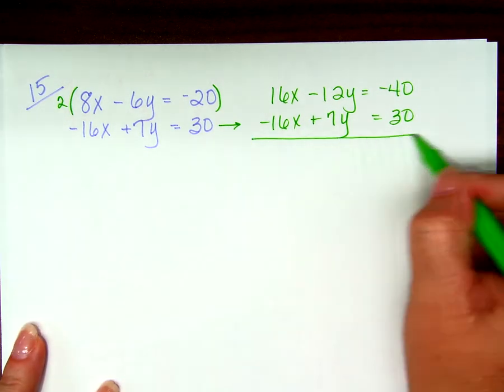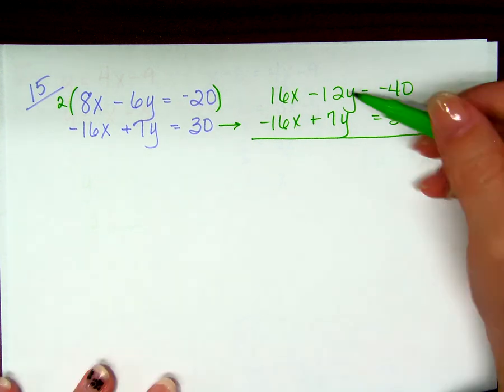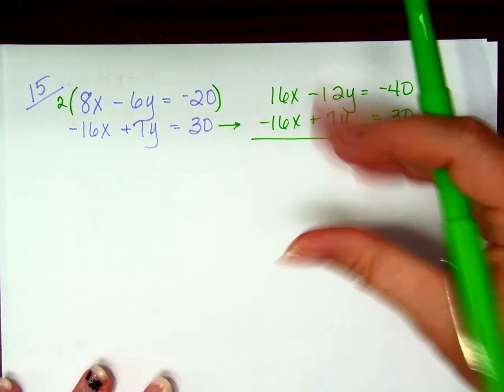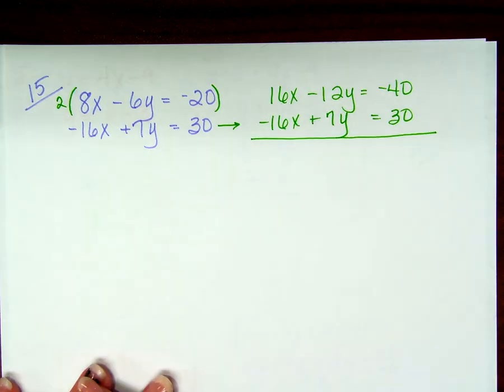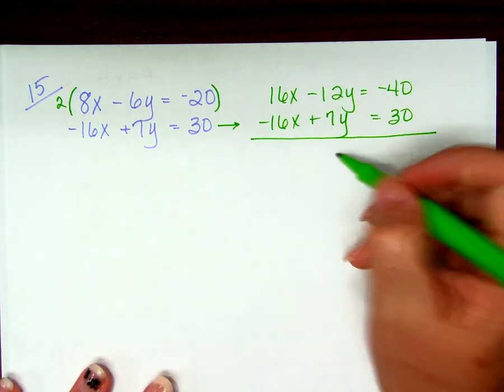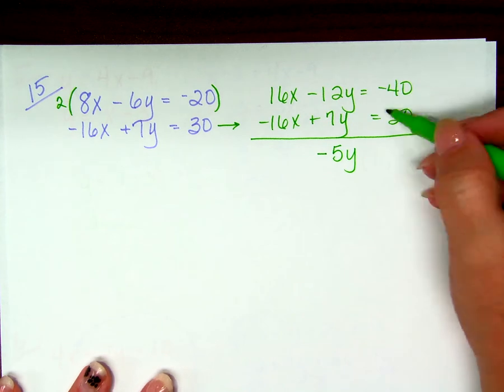Guys, sometimes on this particular worksheet it says solve the system by elimination. Sometimes the way that we're solving it is called solving it by combinations. Because what we're going to do now is combine these two equations. We're just going to add them together, combine them together. What is 16x minus 16x? Nothing. It's 0, right? What is negative 12y plus 7y? Negative 5y. What is negative 40 and 30?